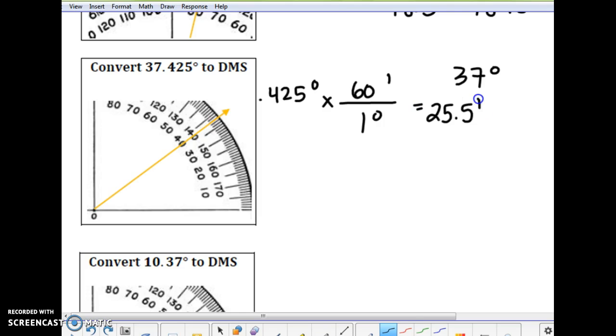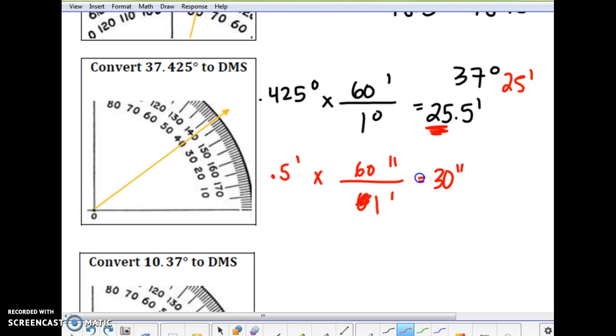25.5 minutes. This is my full amount of minutes, so we're going to say 25 minutes, but I have this 0.5 minute left over. What's left over, we're going to convert into seconds. So this time we want seconds on top, minutes on the bottom. So we have 60 seconds per 1 minute, so 0.5 times 60, and that's going to give you a grand total of 30 seconds. So this converted would be 37 degrees, 25 minutes, 30 seconds.